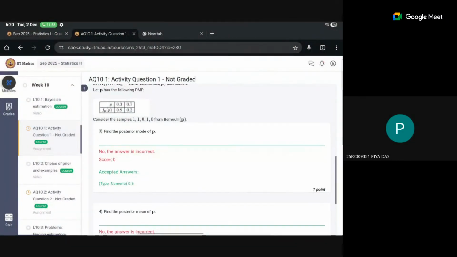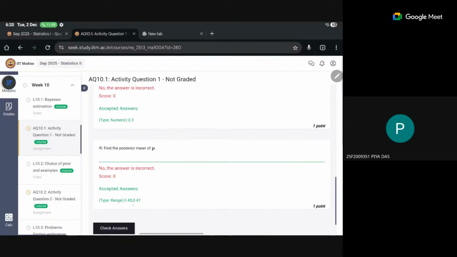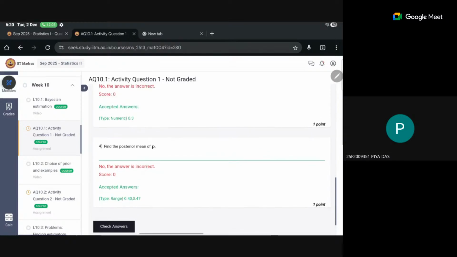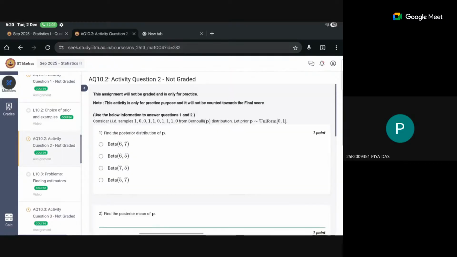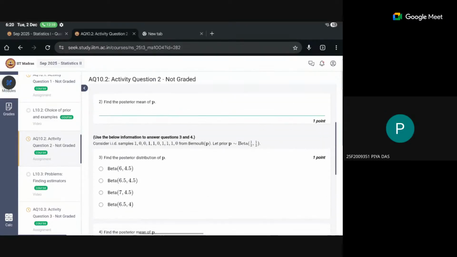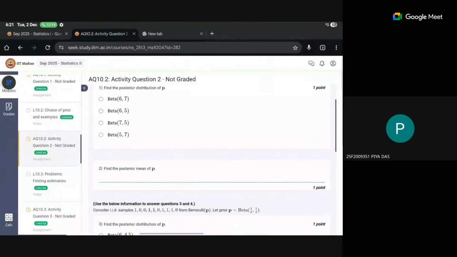So if we check the answer, it's 0.3 and it's coming out to be 0.43. Yeah, it's in between this range. So this question is clear. From activity 10.1, we have done one question. Similarly, from 10.2, let's take one example. We have done this question. We have done this question.